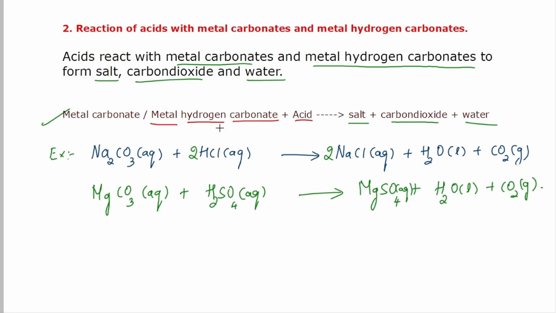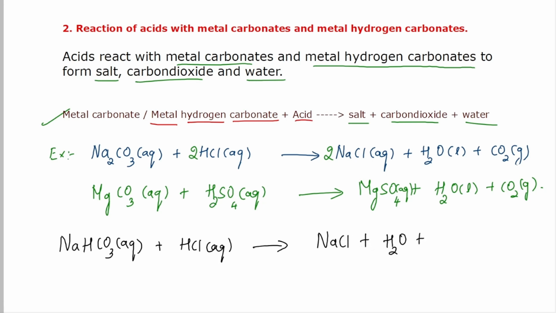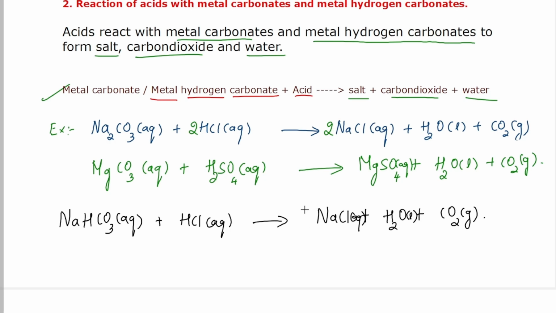Then metal hydrogen carbonate also reacts with acid to form salt, carbon dioxide and water. Let's take the example here. This is sodium hydrogen carbonate, which is a metal hydrogen carbonate. Metal hydrogen carbonate reacts with acid, that is dilute hydrochloric acid, to form salt NaCl plus water plus carbon dioxide. So these two are common for all the metal carbonates and metal hydrogen carbonates. The salt formed here is sodium chloride. This equation is also already balanced here.